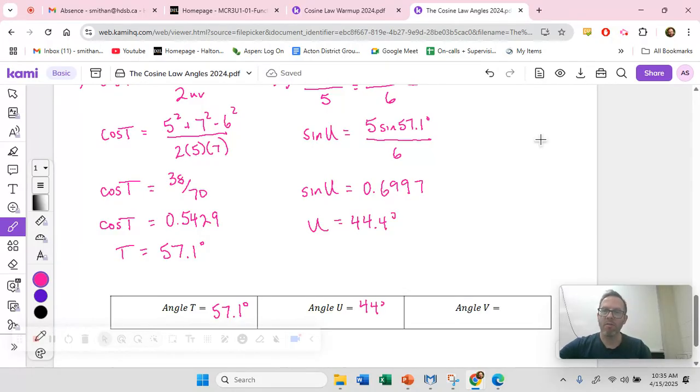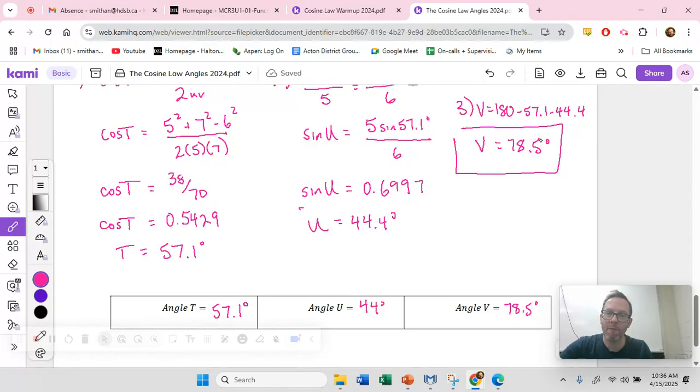And then we don't need to do any crazy work for V. We just take 180 and subtract our other 2 angles. Life is good. The mental math is not happening, though. 180 minus 44.4 minus 57.1. 78.5 degrees. So we should all agree, if you did some extra rounding here or there, we should only be off by a teeny tiny bit.